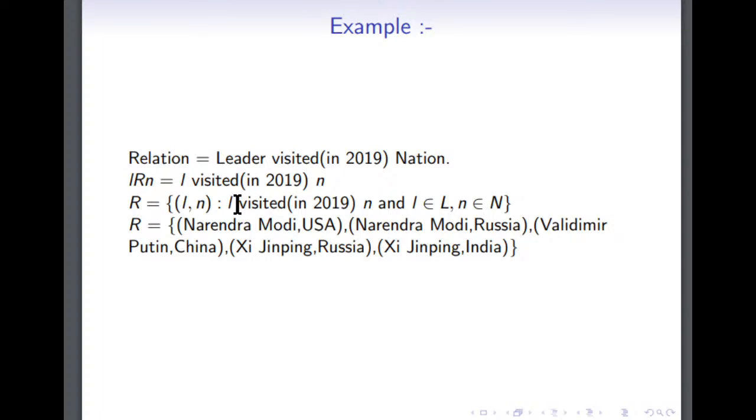L visited in 2019 N, where the element l belongs to capital L, the set of all leaders, and small n, the element belongs to capital N, the set of all nations. Now I am telling you what happened in 2019. These are real data. In 2019, Narendra Modi visited USA. So there is a pair of Narendra Modi comma USA. Narendra Modi also visited Russia. So there is a pair of Narendra Modi comma Russia. Narendra Modi visited no other nation from our set in 2019.